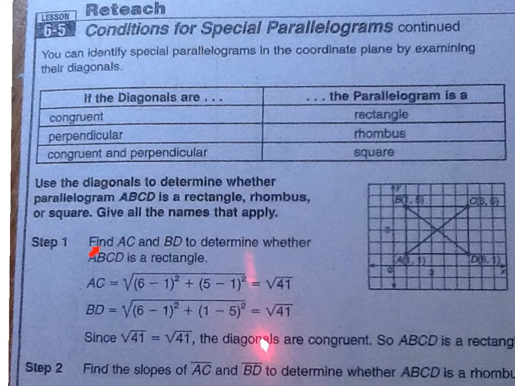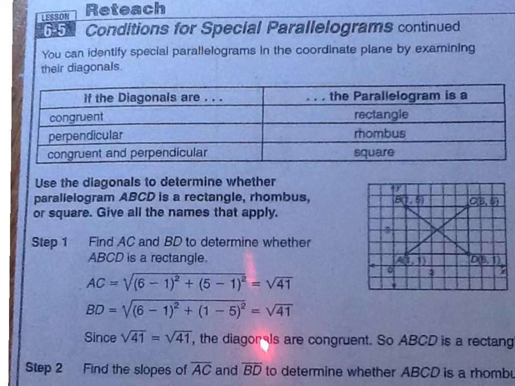If you look at the example, the diagonals would be these two vertices making one diagonal, and those two vertices making the second diagonal. As you get the distance between AC, that is square root of 41, and the distance between BD is also square root of 41. So the diagonals are congruent, therefore it would be a rectangle.